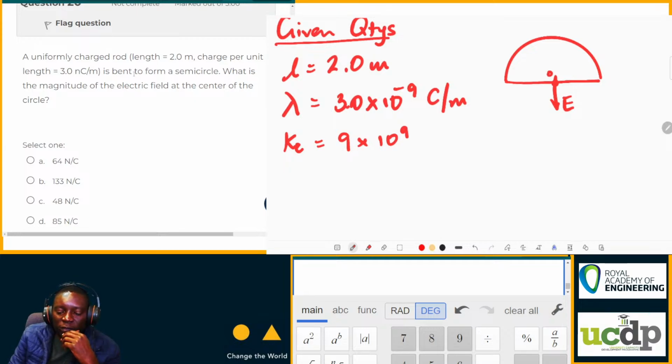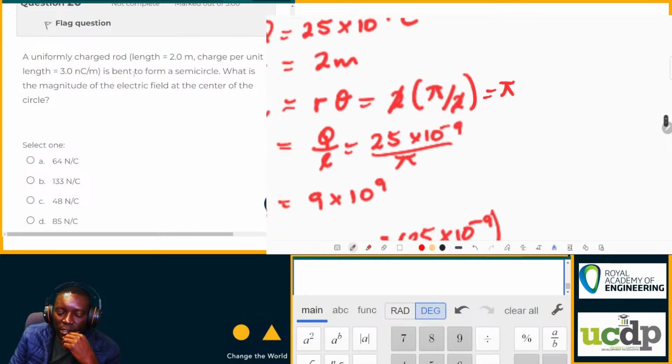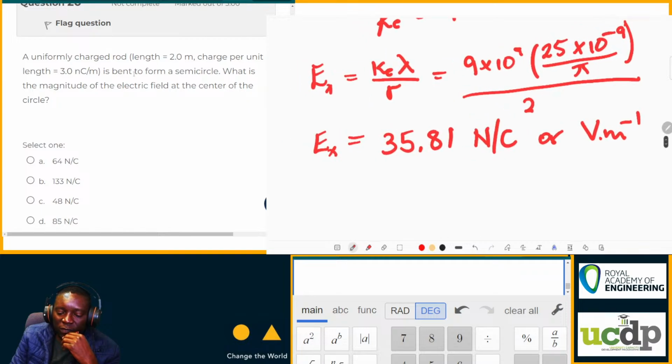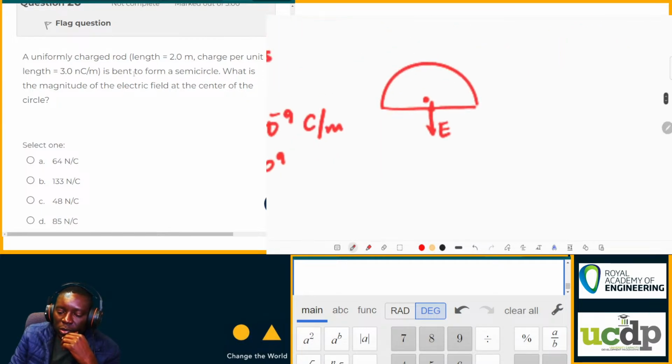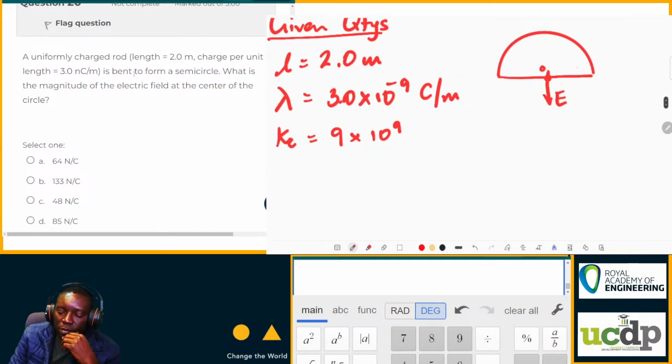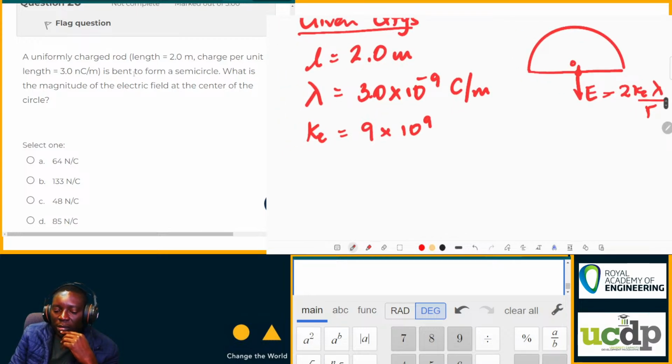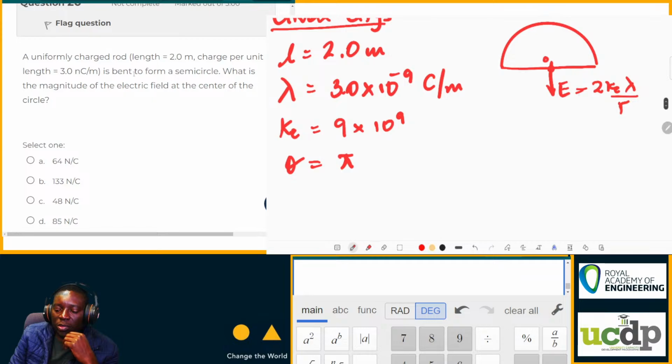So what I just said is we have already looked at the equation for the quarter of a circle, which is this one, Ke lambda over R. So our E is equal to 2 Ke lambda over R. This is the expression for the electric field at the center of the circle. So now the lambda is given, the L is given, the Ke is given, the angle theta is pi. So all the information is there. We just need to apply it to that equation.